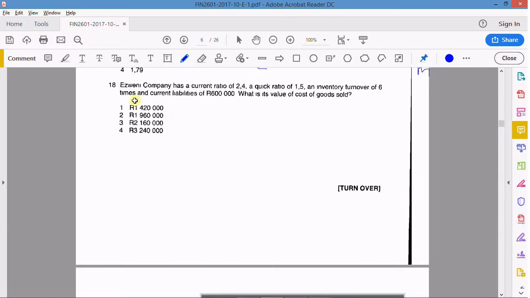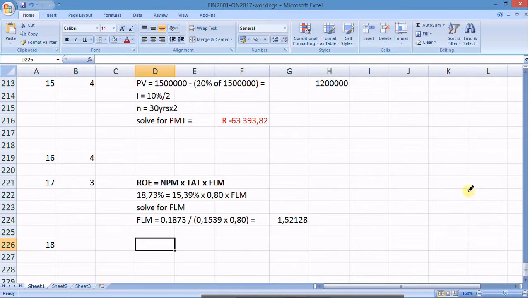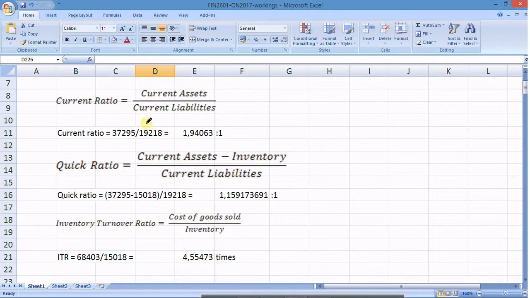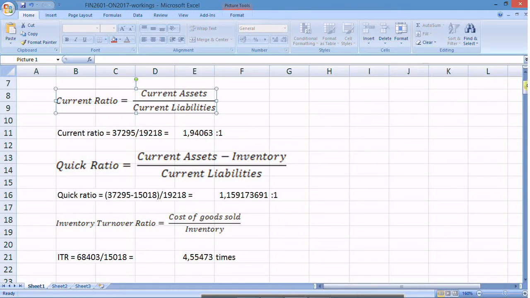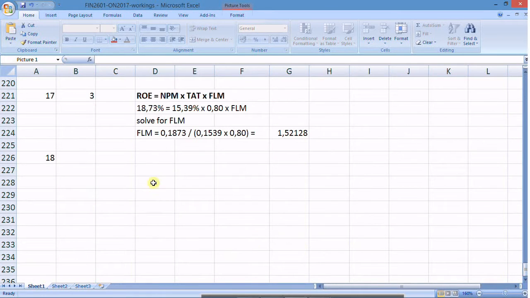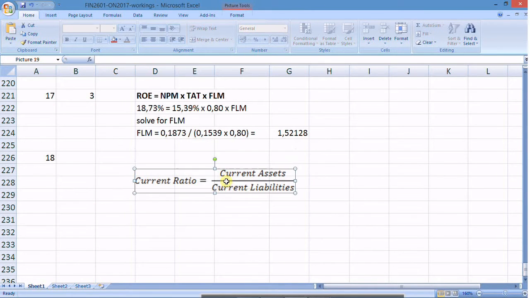Alright, question 18. E has a current ratio of that, quick ratio of that, inventory turnover of that. What is the cost of goods sold? Okay, we need formulas here. We had them earlier, so I'm just going to go back and copy the formulas. We need quick, current. Let's write them down. Exam technique: write the formulas down when you read them. Quick, current, and inventory turnover.